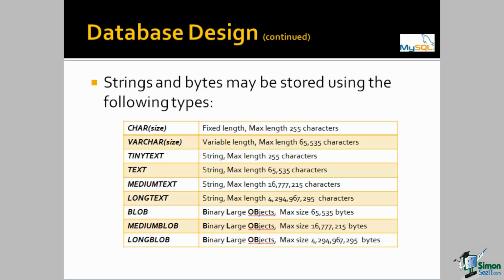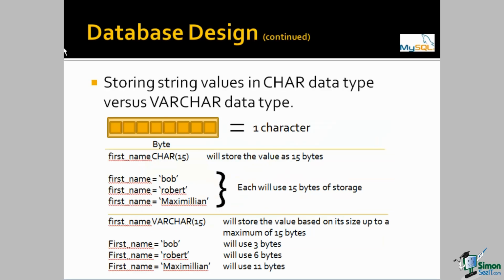There are many different string storage types provided by the MySQL system. We can store characters using the char type. This is a fixed length type whose size must be defined and cannot be exceeded in the table. A varchar is a variable length character with a maximum defined size. We also have text types: tiny text, text, medium text, long text, and binary large object types. Now, when would we choose one type over the other for storing a string?